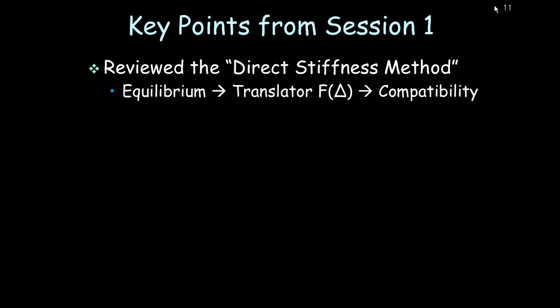So some key points from last lecture. The first, what I did was review the direct stiffness method. So this was in the second half of that lecture. The first half was all on the direct analysis method. But the second one was really trying to answer the question, how does the computer get the answer? And so like I said, I reviewed this direct stiffness method. It was basically 3 steps.